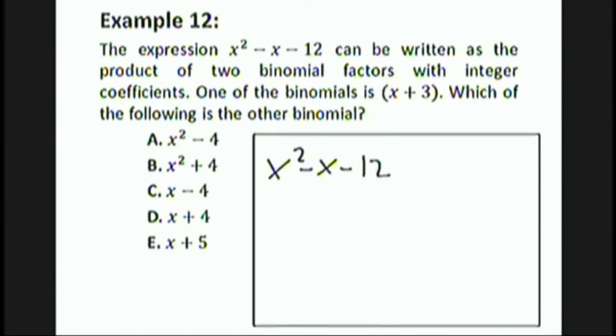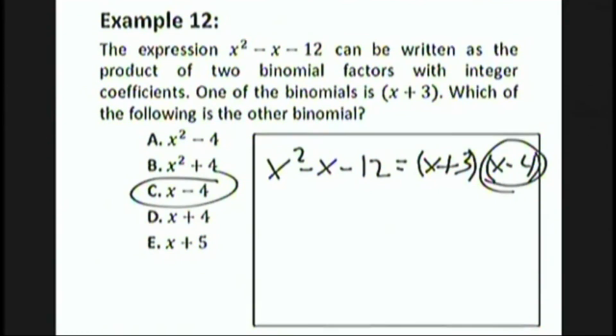Okay, so we have x squared minus x minus 12 is equal to... Now this is even easier than the last problems I did, because we already have one factor. We know that the other one starts with an x, and the two numbers need to multiply to negative 12. So the other factor is x minus 4, which is choice C.